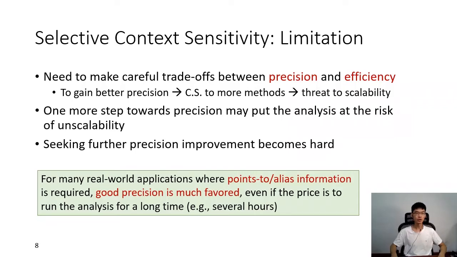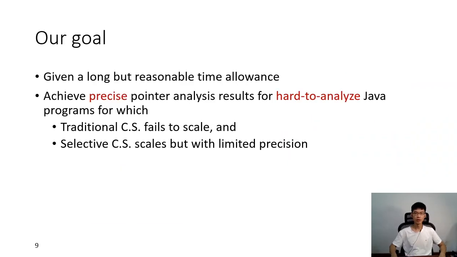However, empirical study shows that for many real-world applications where points-to or alias information is required, such as certain bug detectors, security analyzers, and so on, good precision is much favored, even if the price is to run the analysis for a long time, such as several hours. So in this work, our goal is that, given a reasonable time allowance, we aim to achieve precise pointer analysis results for hard-to-analyze Java programs for which traditional CS fails to scale and selective CS scales but with limited precision.